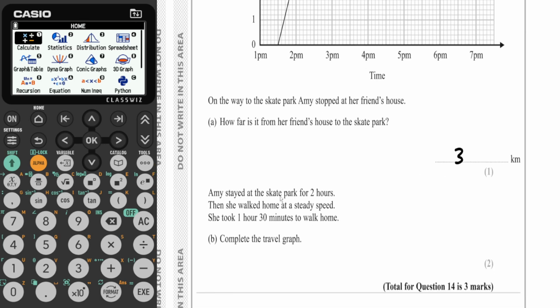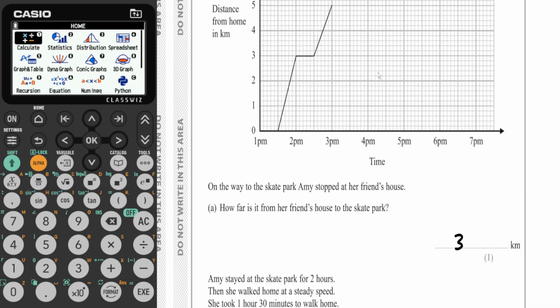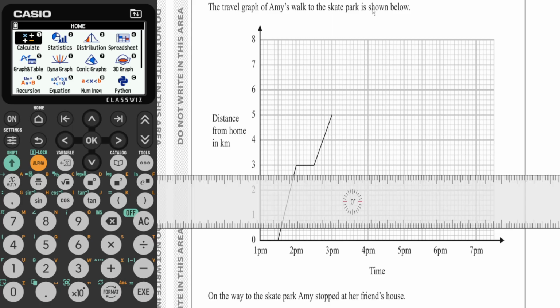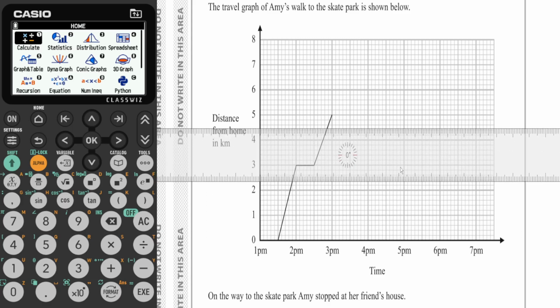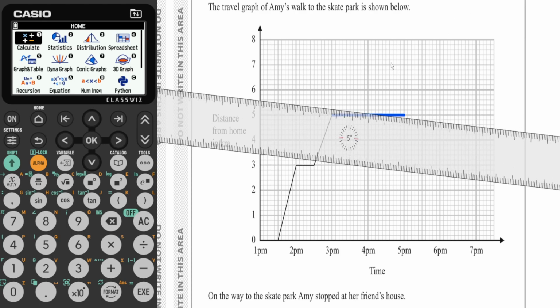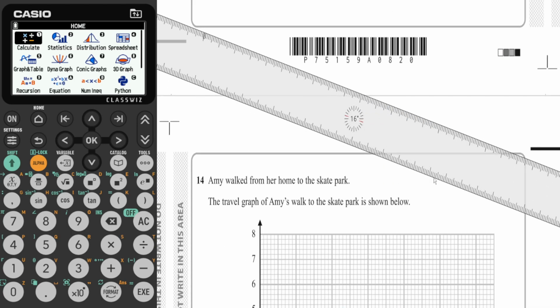Amy stayed at the skate park for 2 hours. She then walked home at a steady speed. She took 1 hour 30 minutes to walk home. Complete the graph. So she stayed for 2 hours, so that takes us to 5 p.m. and then it took her 1.5 hours to get home, so that takes us to 6:30. So let's show this.